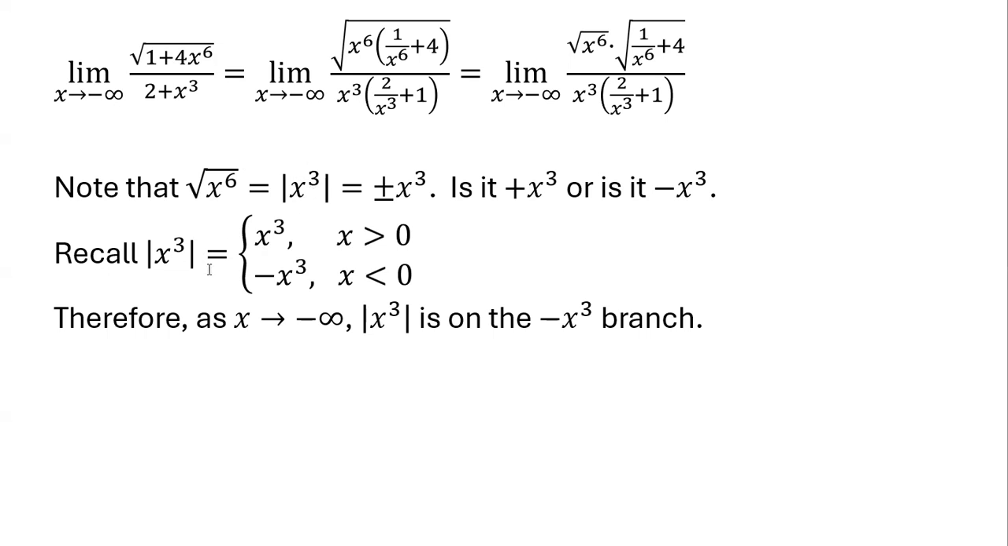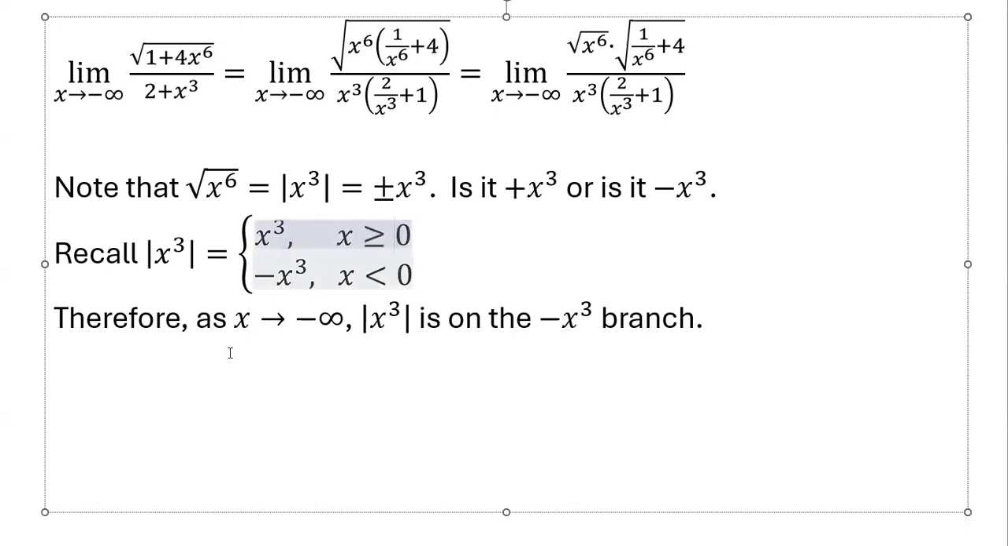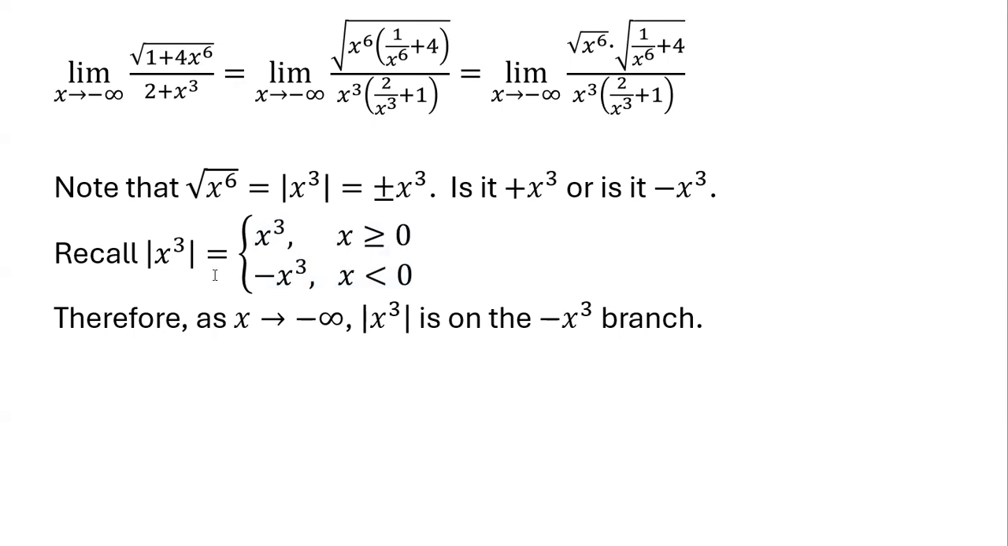Let's recall what this is. Let's write it as a piecewise function. Absolute value of x cubed is x cubed when x is greater than 0. We can even say greater than or equal to 0, okay? And it is negative x cubed for x is less than 0, okay? So therefore, if we understand this square root of x to the 6 as this piecewise function representation, as x approaches negative infinity, which branch are we on? We're on this bottom branch, right? Because x is negative. We're going to be following the negative x cubed curve. So that's why we choose minus x cubed. This is how we understand.